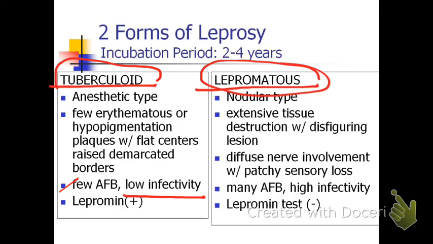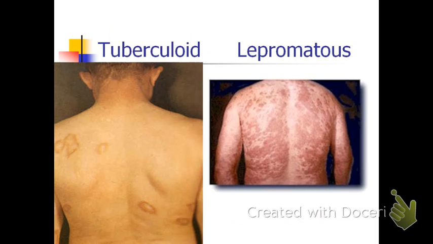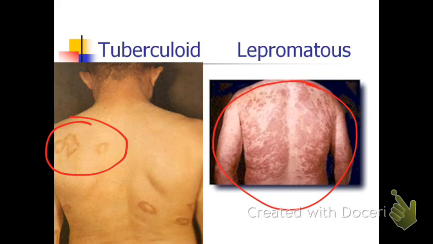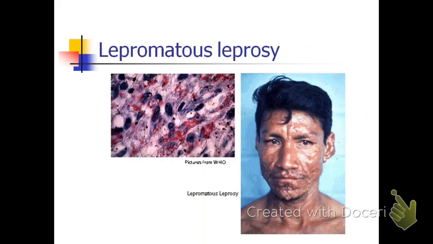There is also diffuse nerve involvement with patchy sensory lesions. This one is negative for the lepromin test. By the way, the lepromin test is the skin test for leprosy. For tuberculosis, we call it the tuberculin test. So again, this is the tuberculoid form of leprosy, and this is the lepromatous form of leprosy. Tuberculoid is the lesser evil.